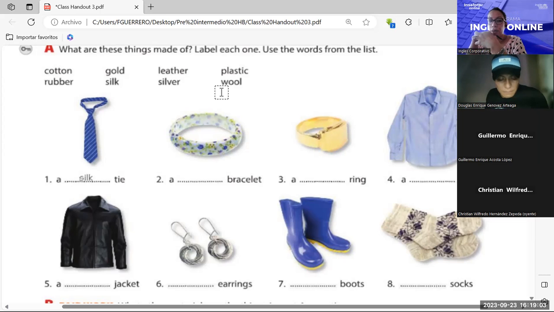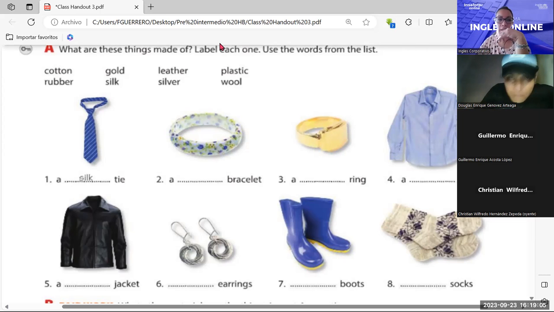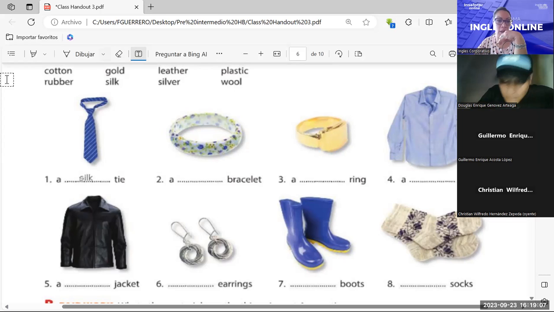Okay, now what you're supposed to do is to complete. What are these things made of? So we have to answer this. What are these things made of? Number one, we already have it as an example, a silk tie. You're going to complete the rest of them and then we're going to check.